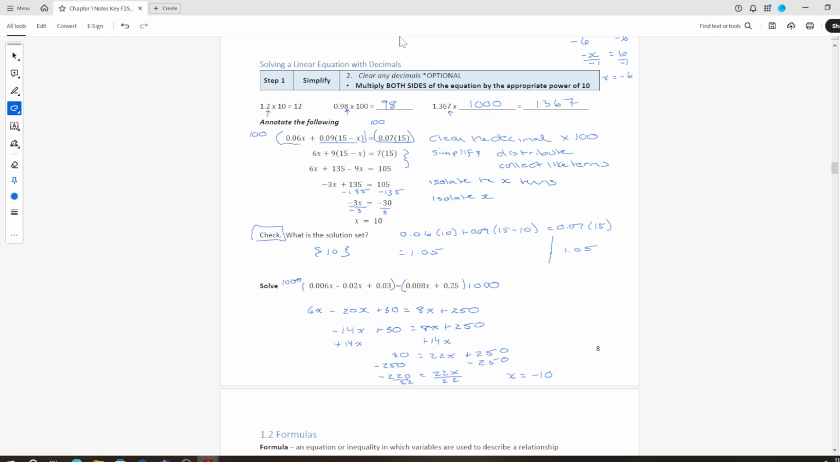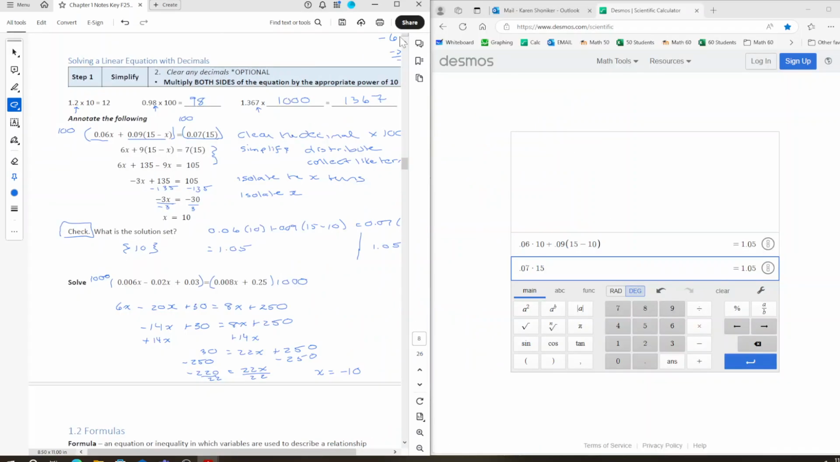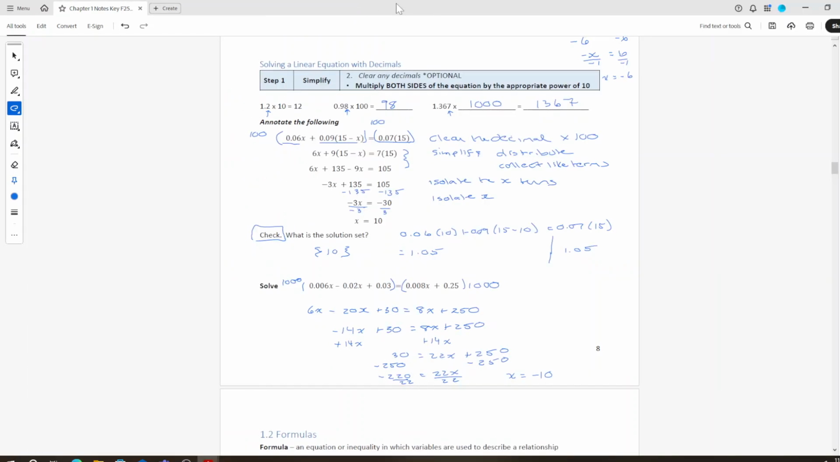And again, if I wanted to check, I could just plug this value in for x. I could just do it really quickly without even writing anything down. It's always good to check your work, especially on a test. So we'd have 0.006 times negative 10 minus 0.02 times negative 10 plus 0.03, which gives me 0.17. And then on the right-hand side, I have 0.008 times negative 10 plus 0.25, which also gives me 0.17. So then I could declare that my solution is x equals negative 10.